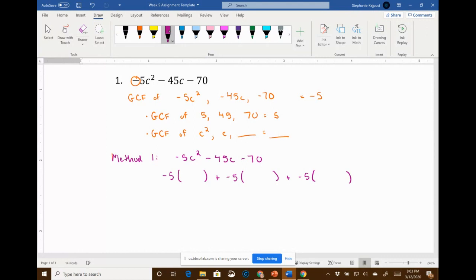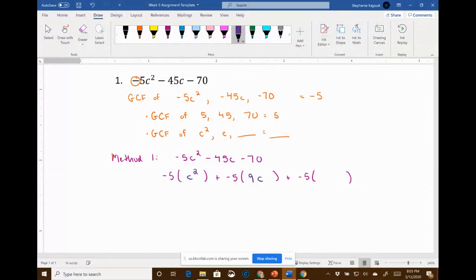My negative 5c squared, so I have a negative 5, so I need to fill in the blank for c squared so that I can match it up with my negative 5c squared. The middle, I have negative 45c, so I have a negative 5, and I have to figure out how to get to negative 45. A negative 5 times a positive will get me negative, and 5 times 9 is 45. So I have a 9, but that only gets me negative 45. I need negative 45c, so I have a c there as well.